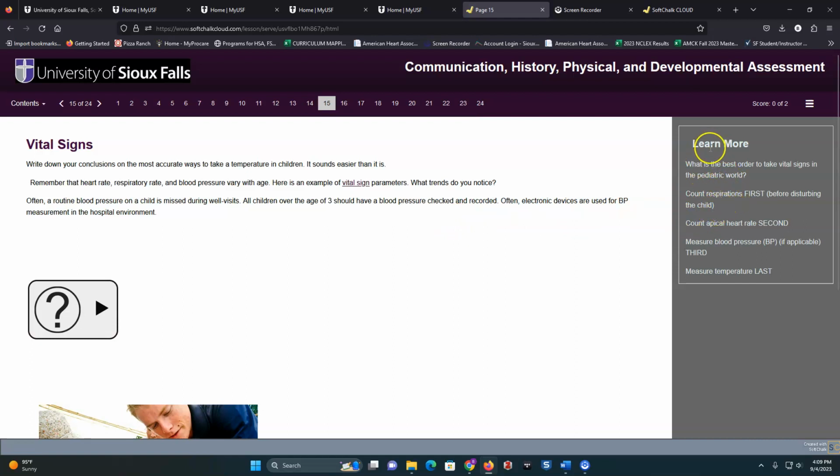So how are you going to do your vitals? Like I said, least invasive to most invasive. Look at heart rate, respirations before blood pressure, and then temperatures probably last.